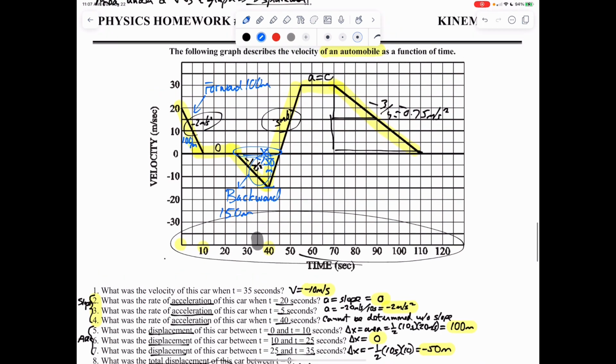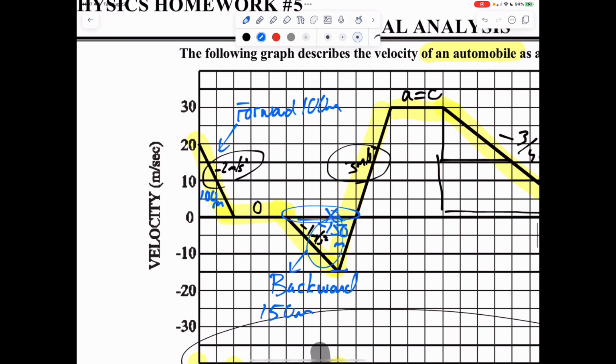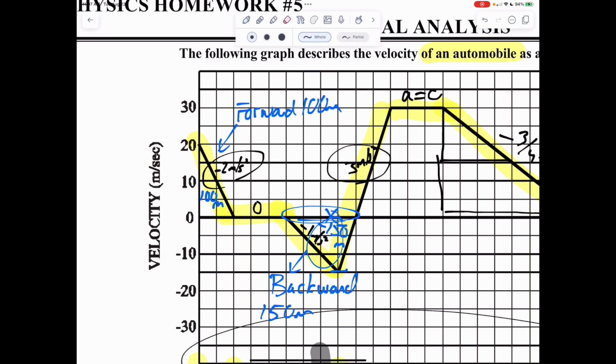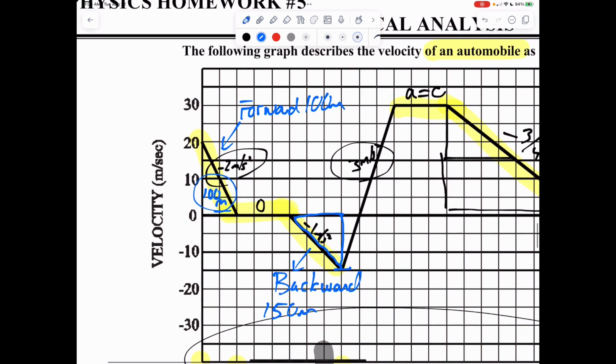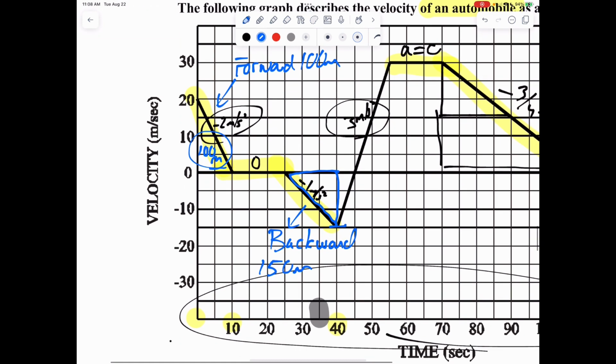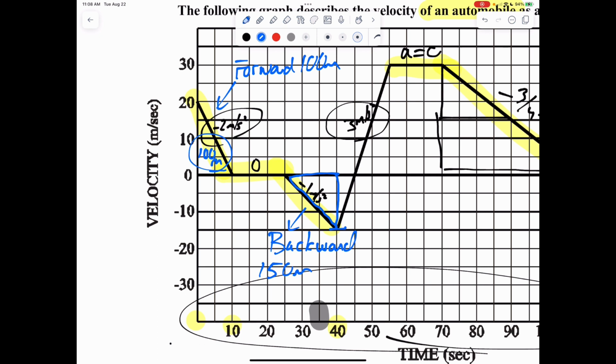Now I could figure it out if I can find the area to be exactly 100 to match this 100 forward. If I can find the area of 100 backward, that would tell me exactly what time. So if I go with this 3 here, let's see what that gives me. That would be 15 times 15, take half. Wait, am I doing that right? No, I'm not. Let me try that again.